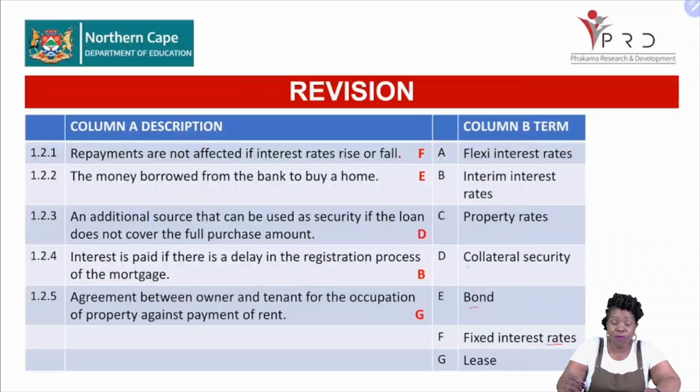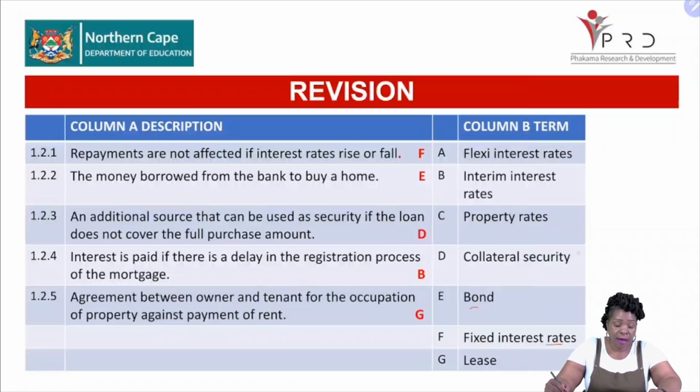Sometimes if you are purchasing a second house and you have the first house, you would use your first house as collateral security. Collateral security is something that the bank holds on to, so that in case you fail to pay back the loan that you've borrowed, they would go back and sell that property so that they can recover their money.